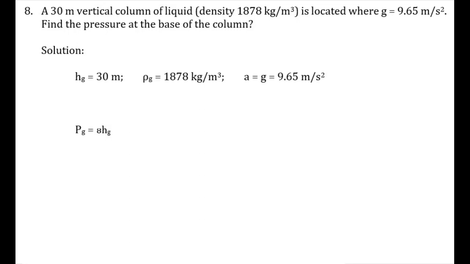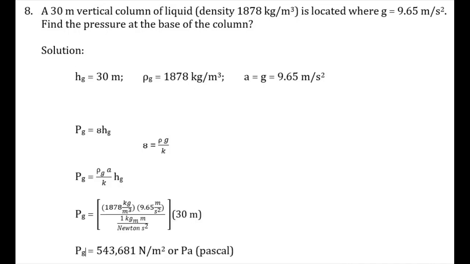Exercise number 8. A 30 meters vertical column of liquid, density 1878 kilograms per meter cubed, is located where g equals 9.65 meters per second squared. Find the pressure at the base of the column. Writing the given values. Using the formula, pressure is equal to the product of specific weight and the height of the liquid. Substituting the specific weight by this formula, the formula for the pressure will become like this. Substitute the given data, so you will have 543,681 Newton per meter squared, or Pascal, of pressure at the bottom of the column.